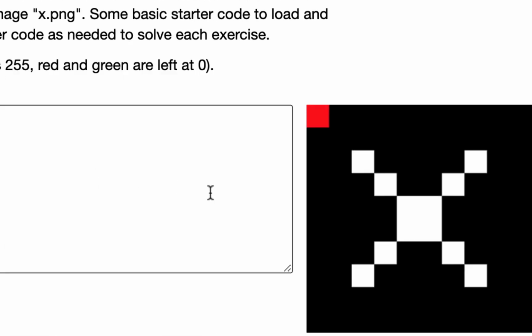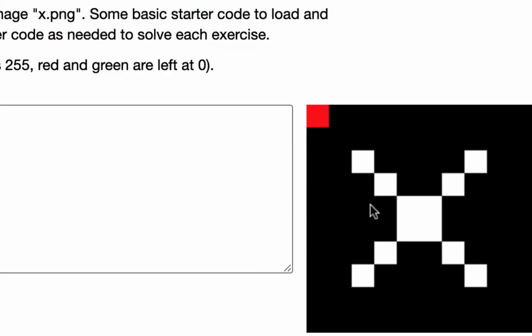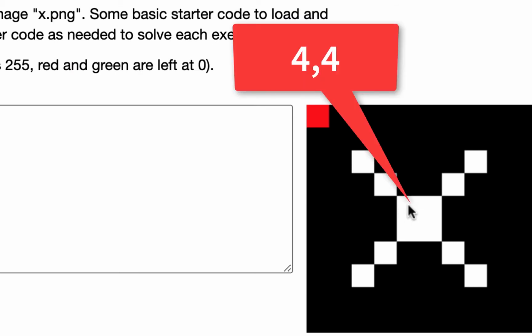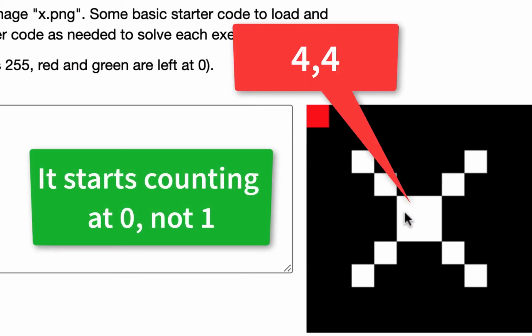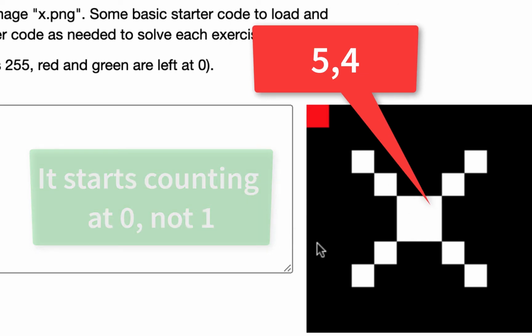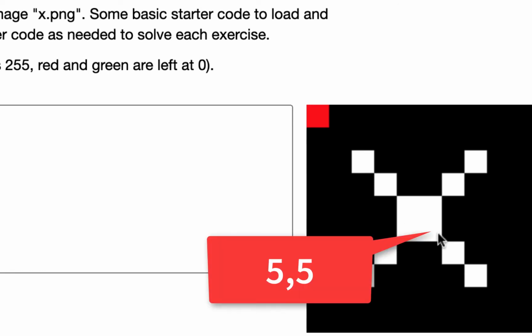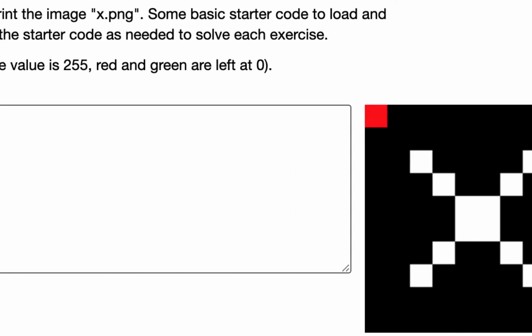But what you're going to do then is target these. This is over 4, down 4. I think it goes XY, so it goes 1, 2, 3, 4, and it goes down 4. So this is over 4, down 4. This is over 5, down 4. This is over 4, down 5, and this is over 5, down 5. So those are the coordinates in there, and you can do it once and then just copy it.